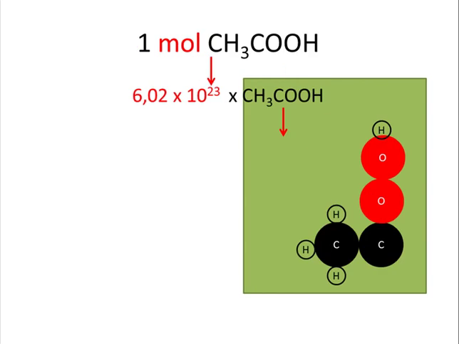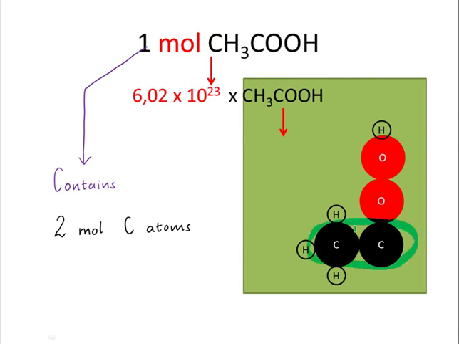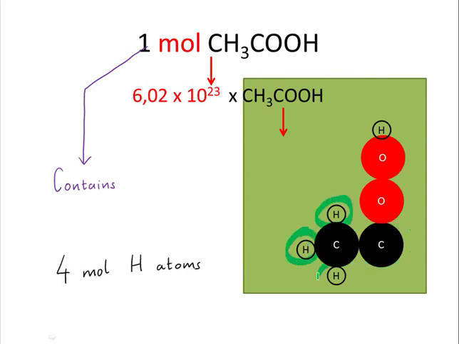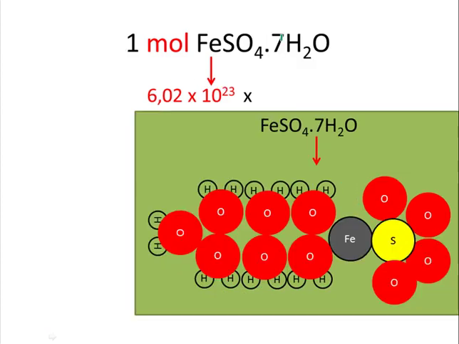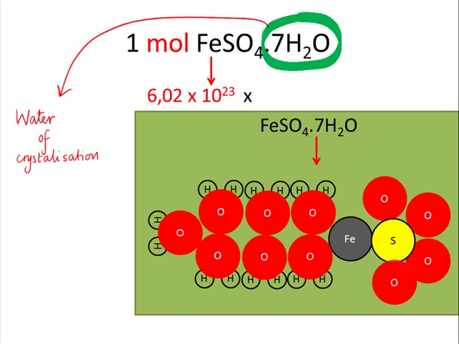1 mole of CH3COOH, which is a carboxylic acid, contains 2 moles carbon atoms, 4 moles hydrogen atoms, and 2 moles oxygen atoms. 1 mole of iron sulfate with water of crystallization. This .7H2O is water of crystallization, which is water molecules bound within the crystal structure of this particular molecule.